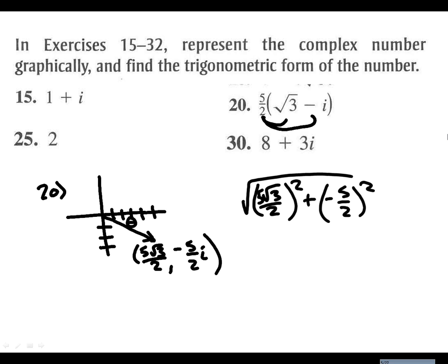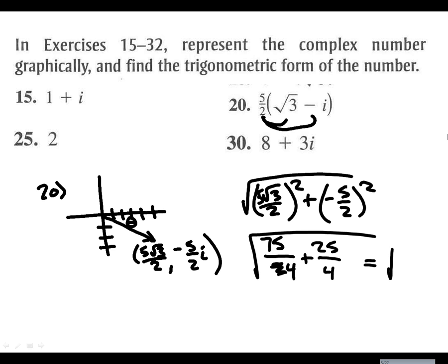So let's see what we got here. 5 times 5 is 25 times 3 is 75 over 2. Sorry, 2 squared is not 2. 2 squared is 4. 5 times 5 is 25 over 4 again. So if we add those together, we'll have the square root of 100 over 4, which is 10 over 2, which is just 5. So our distance here, we use the letter r for our distance. We're going to say r is 5.